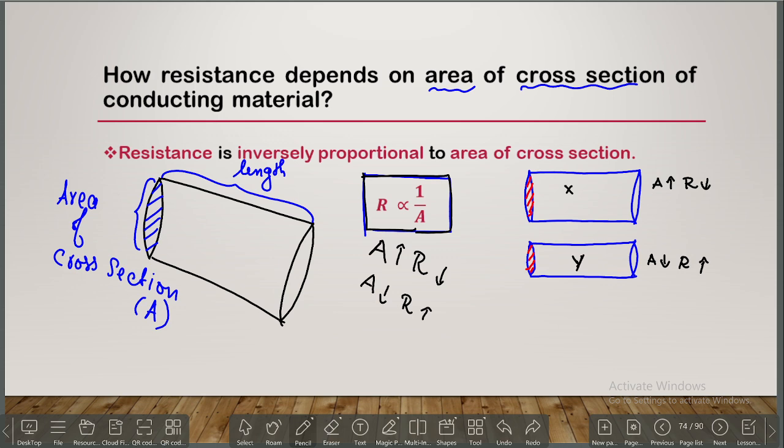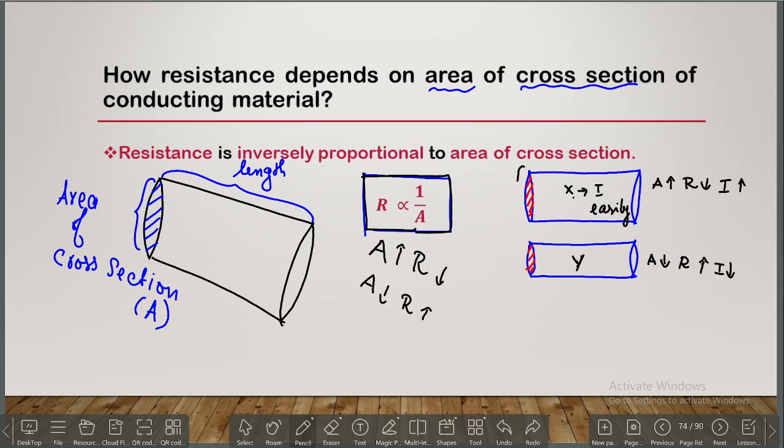Now through which wire can the current flow easily, either through the X wire or through the Y wire? In the X wire only, the current can flow easily. Reason: here the resistance is low. If resistance is low, current flow will be high. Here the resistance is high, so current flow will be low.